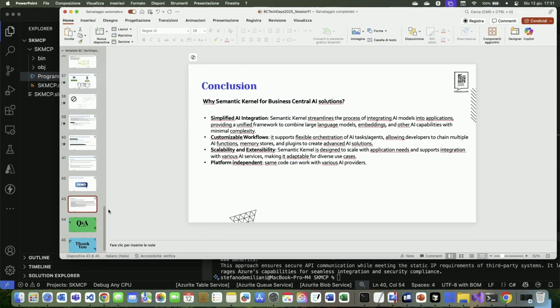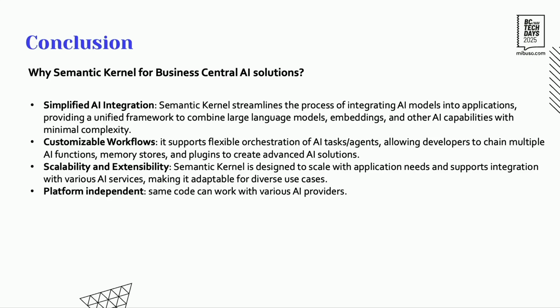So just to close, Semantic Kernel, why in a Business Central solution? Because it's powerful. Because it permits you to create no-limit solutions. It can overcome all the limits that you have in Copilot Studio and in the AL SDK. You can work with different AI providers. You can customize the workflows in multiple agents as you want, and it's scalable. It can scale according to your needs.